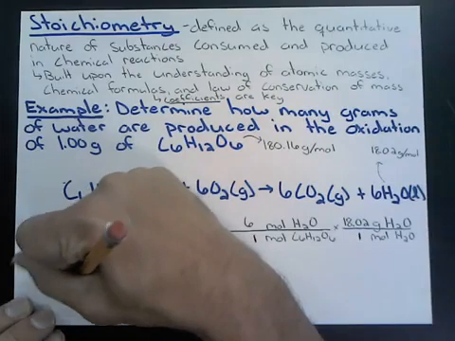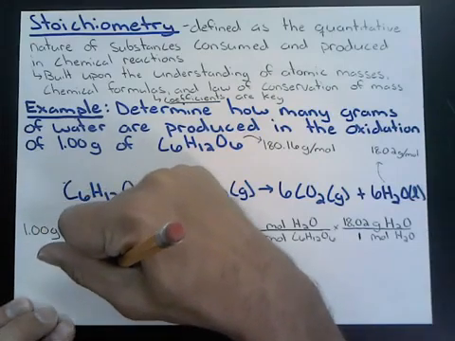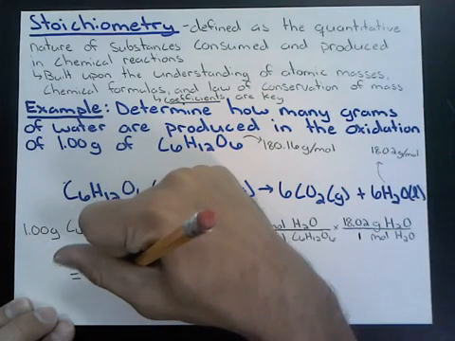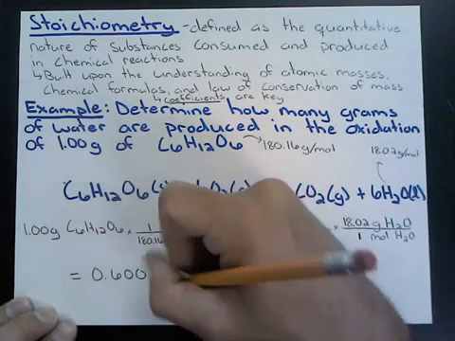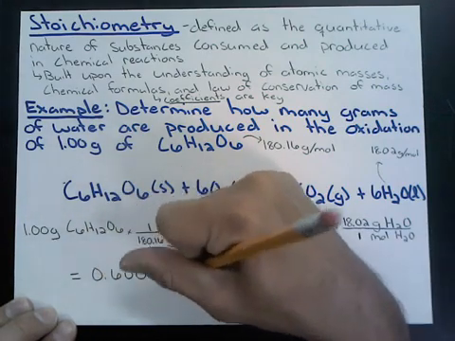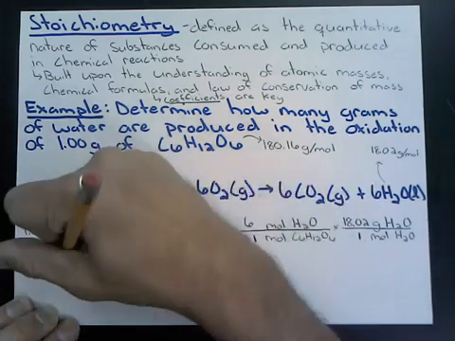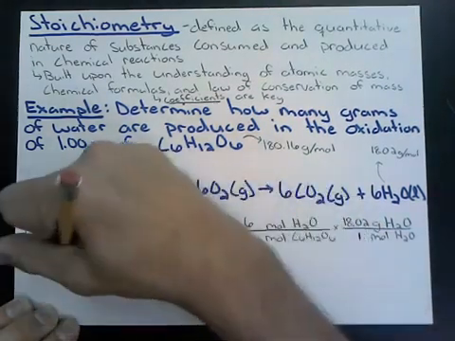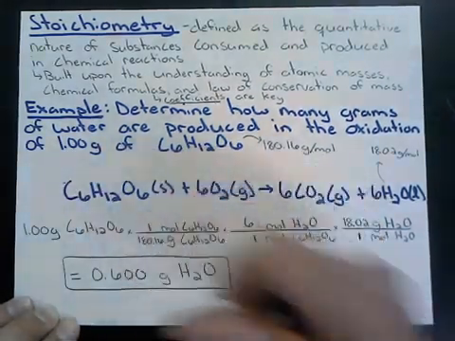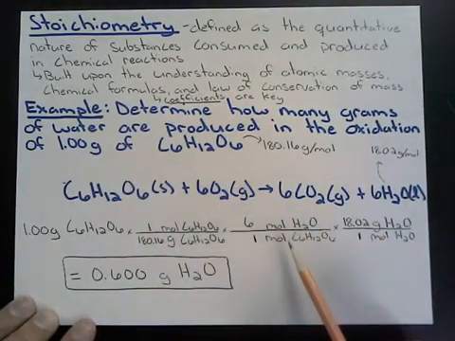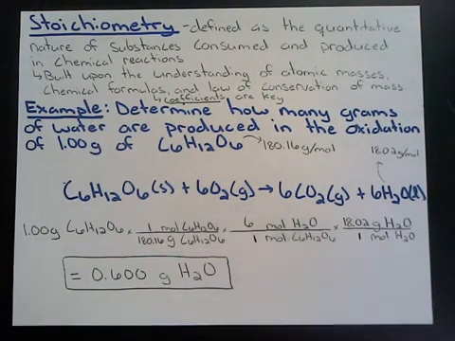So this whole reaction involving 1 gram of our sugar produces 0.600 grams of H2O. And that's how we would utilize our stoichiometry to go from one substance to another. The key thing is right here. We have to get substance from moles to moles to be able to convert to a different substance. That's the really important part about a balanced chemical equation.